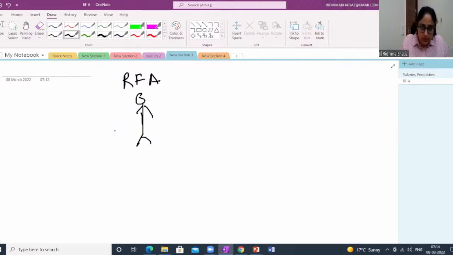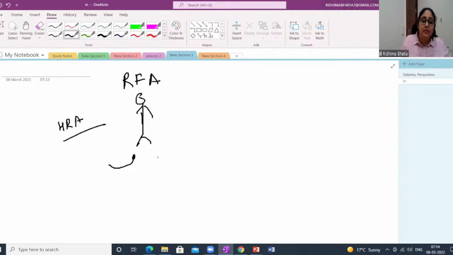There are two possibilities. The company says, okay, we'll give you HRA, house rent allowance. You find your own house, and obviously you will try to meet the rent from the allowance which is provided to you. And then you'll calculate the exemption on the basis of those three criteria.